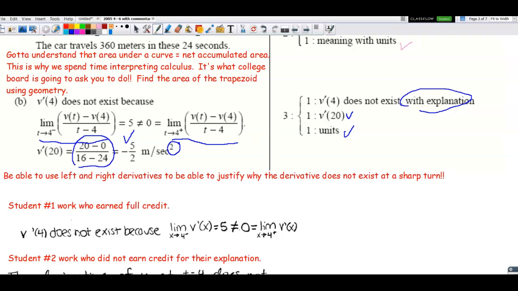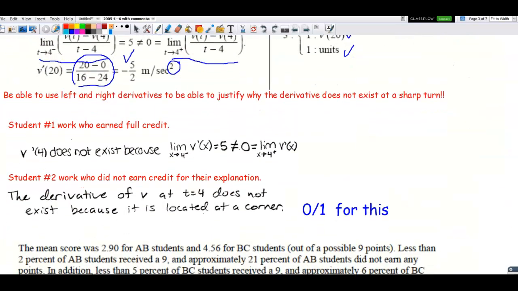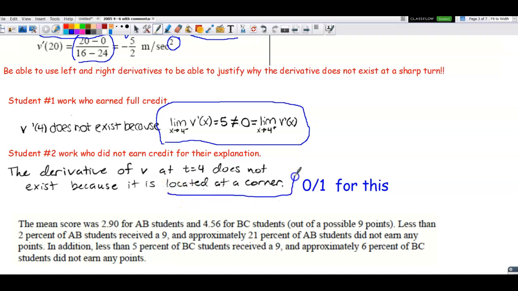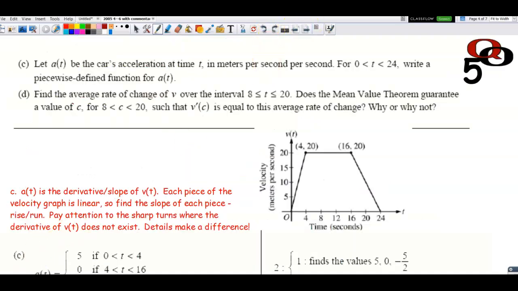All right, let's talk about the student work right here. Student number 1 work received full credit. Remember this is 2005, so things have moved forward. I don't know that this would be an acceptable answer at this point. They're saying that the left derivative does not equal the right derivative, but they got full credit in 2005. That's all I can say about that. I don't want you to write your work up that way. Notice student number 2 did what a lot of students do, oh, I see a sharp turn, and a sharp turn is not going to get any credit.